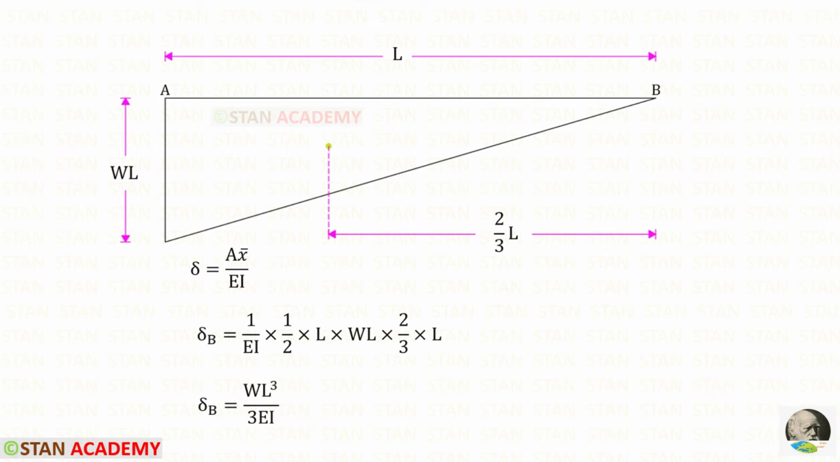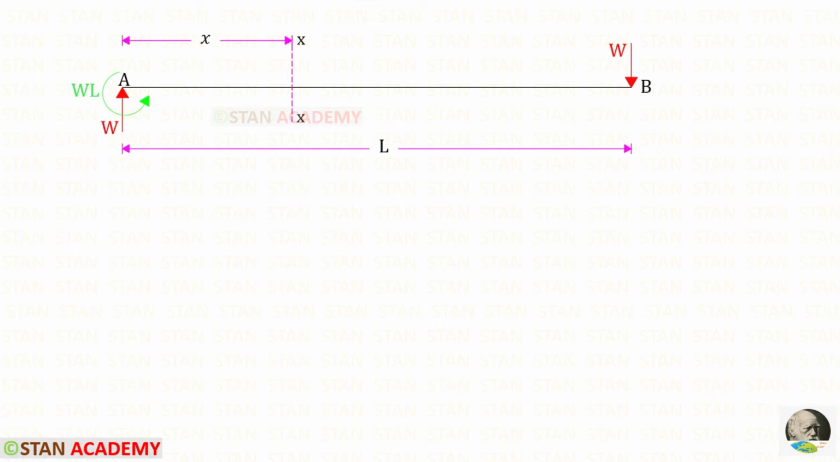We have to multiply the area with this distance. Then we have to divide this by EI so that we will get the deflection at B, which is WL cube upon 3EI. Alternatively, we can find the slope and deflection at any point of the beam using double integration or Macaulay's method. For that, we have to make a section.